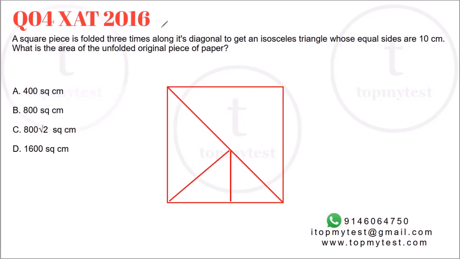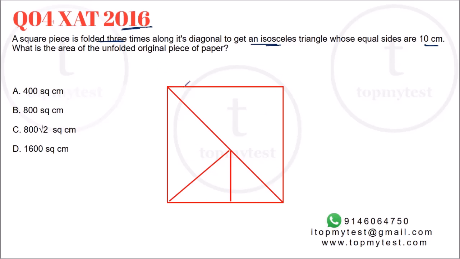Question number 4 is from ZAT 2016. This is more of a visualization question than actually a solving question. It says a square piece is folded 3 times along its diagonal to get an isosceles triangle whose equal sides are 10 centimeters. What is the area of the unfolded original piece of paper?